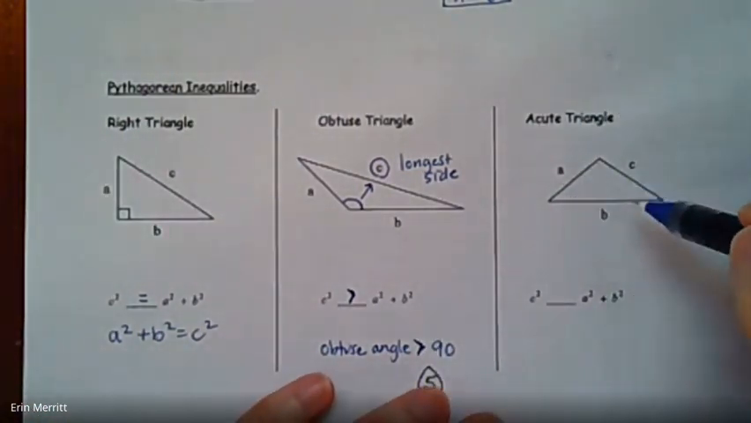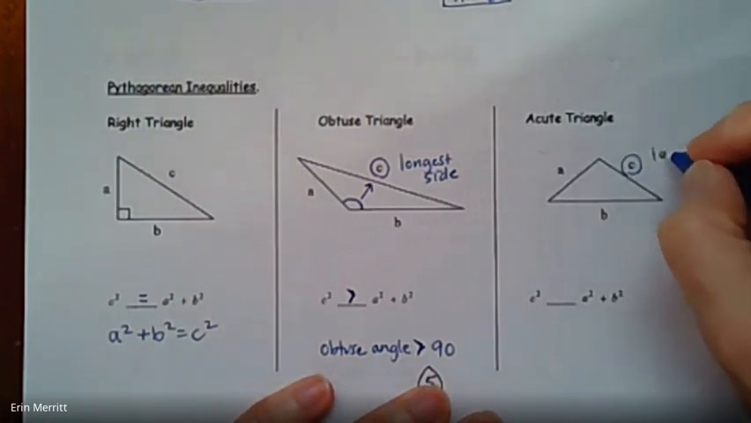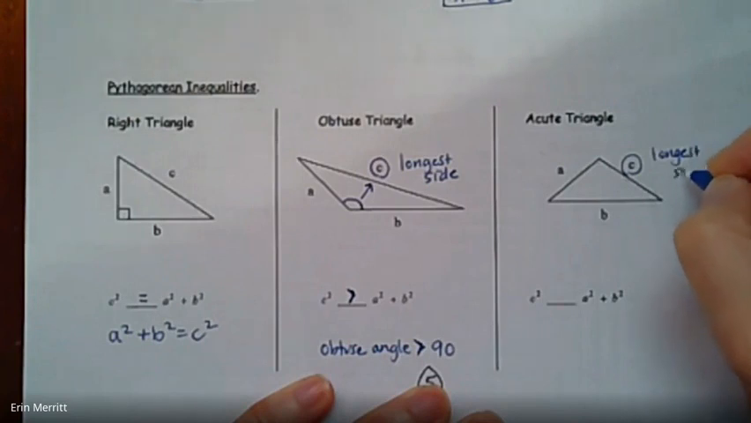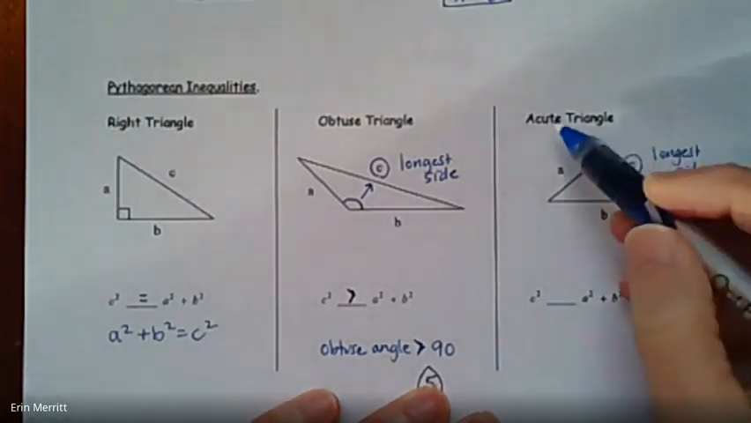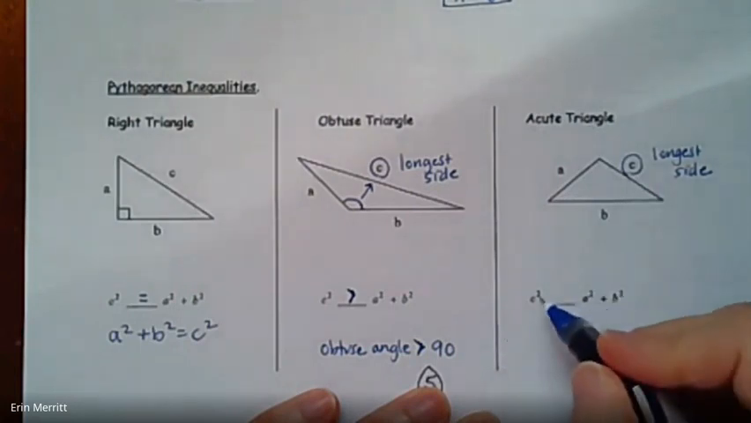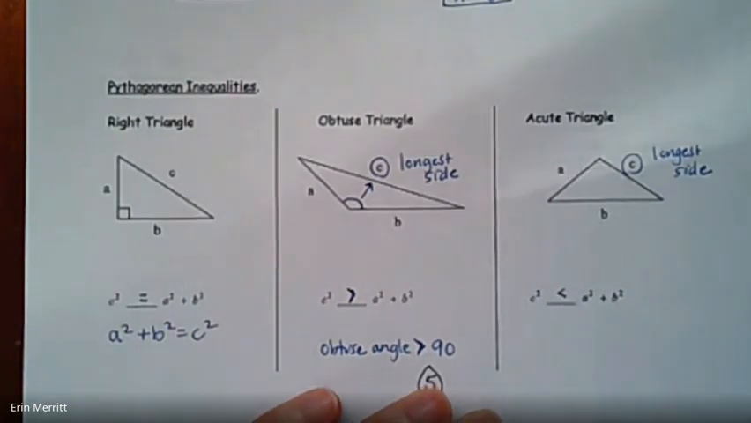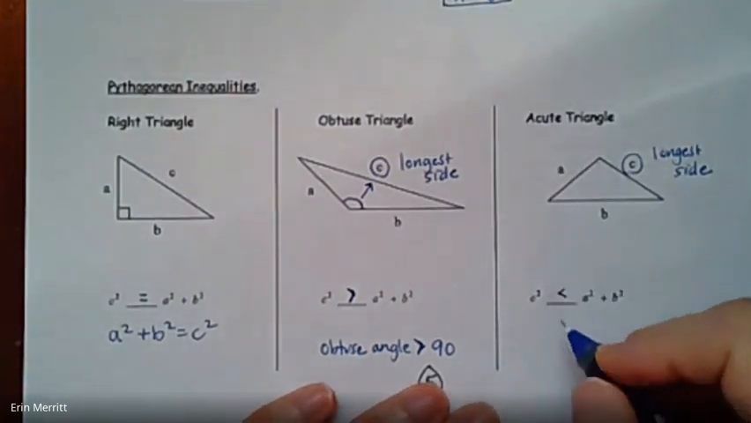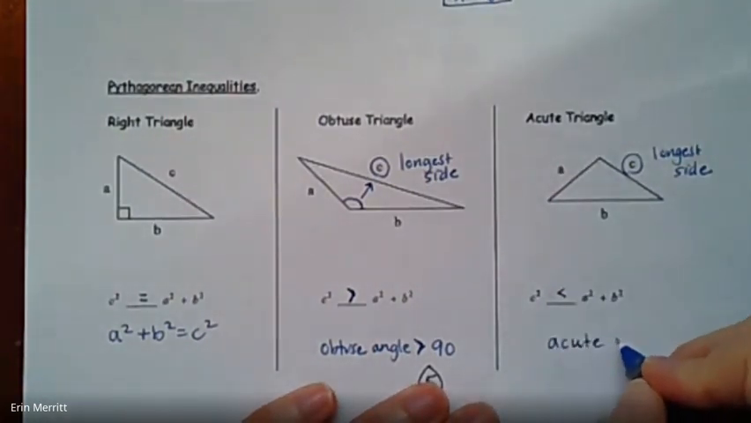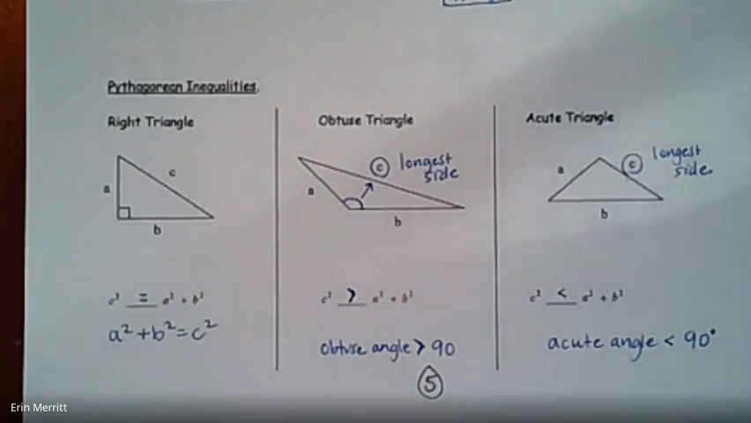And then the flip-flop of that. Here, we're still going to treat C as whatever the longest side is that you have. But if it turns out that you have an acute triangle, so all 3 angles are acute, then what you'll see in this case is that when you square C, it will be less than the value of A squared plus B squared. And an acute angle is less than 90 degrees. So that's a nice way to think about it to help make that connection.